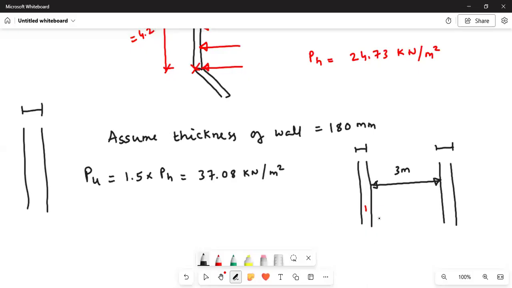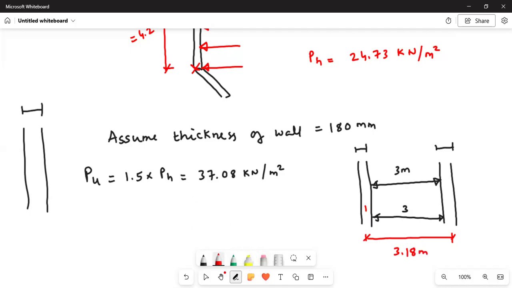And also you see the span, the size of the bunker is 3 meter. Okay, this is 3 meter. But we are very much interested in the effective span, that is the center to center distance between the walls of the side wall. Okay, so 3 plus 180 divided by 2, 3 plus 180 divided by 2. So the effective span that you're getting is 3.18 meter.